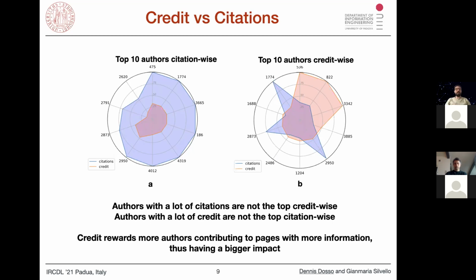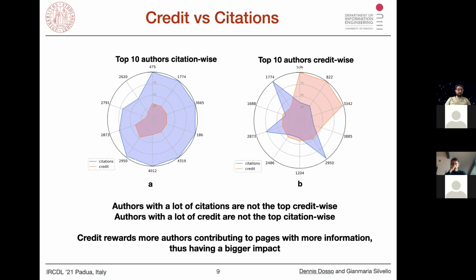So on the left-hand side, we see a radar plot with the top 10 authors who receive the highest quantity of citations coming from the papers from the British Journal. On the right-hand side, we see the top 10 authors credit-wise. And as you can see, if you receive a lot of citations, it is not necessarily true that you also receive a lot of credit, and vice versa.